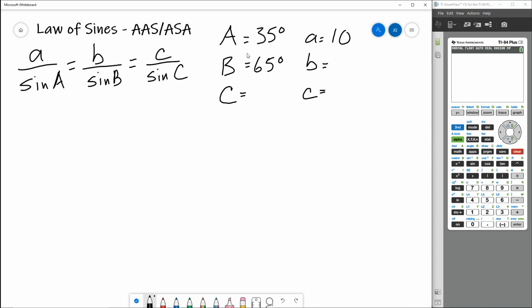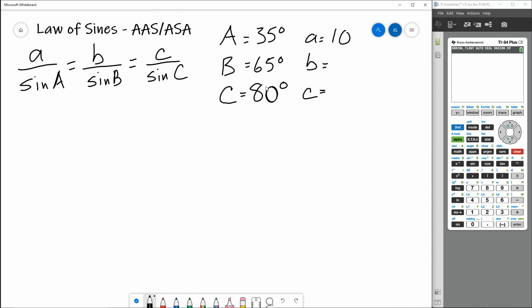Our first step is going to be to find out whatever the measure of the third angle is here. And we're going to use the triangle angle sum theorem that you learned back in geometry to calculate what the final angle is going to be. So let's recall that all three of these angles have to add up to 180. So if we take our 35 and we take our 65, we add them together, that's going to get us up to 100. Subtract that from 180, and that's going to result in C in this case being 80 degrees.